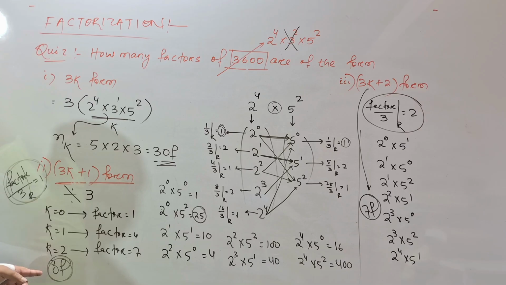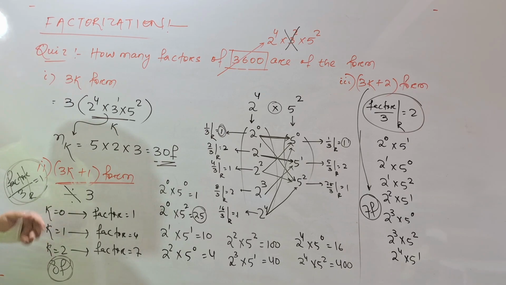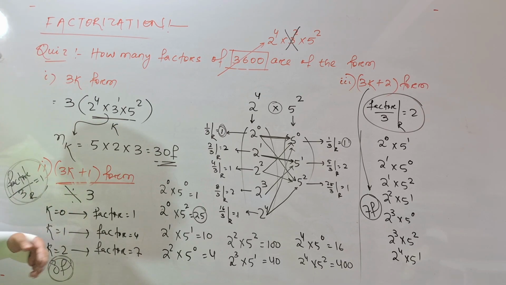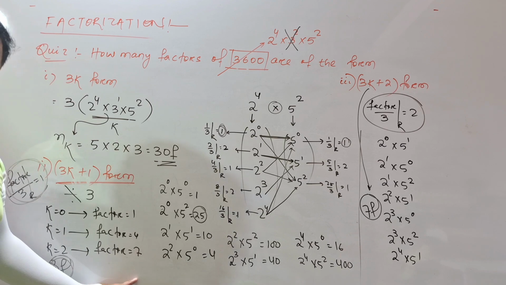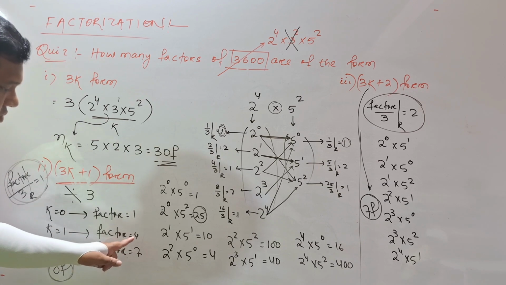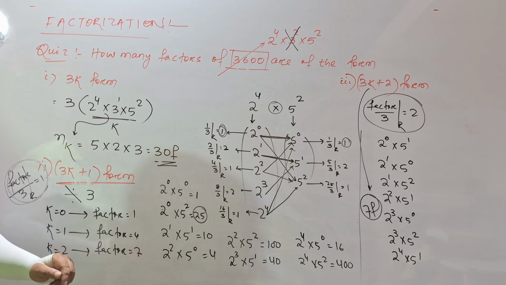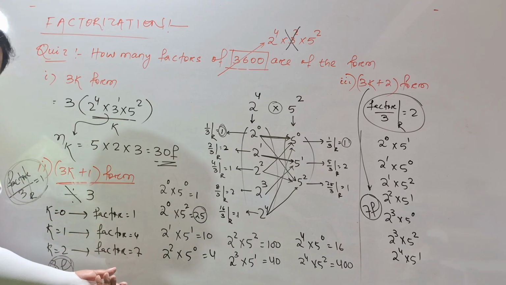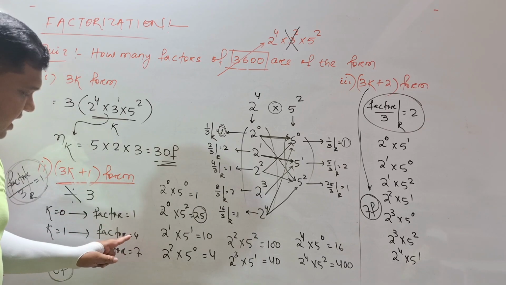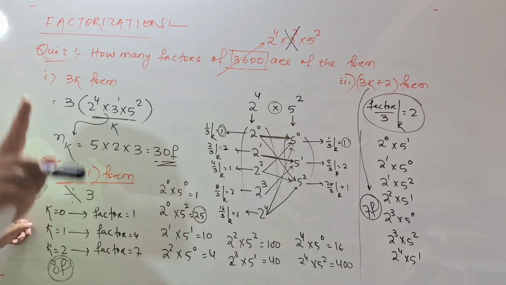Because when I put here a value, just keep on putting the values 0, 1, 2, 3, and whatever factor you will get. If you observe here, when I divide, 7 is not a factor of 3600, but whatever value I get, when I divide this number by 3, the remainder obtained is 1.